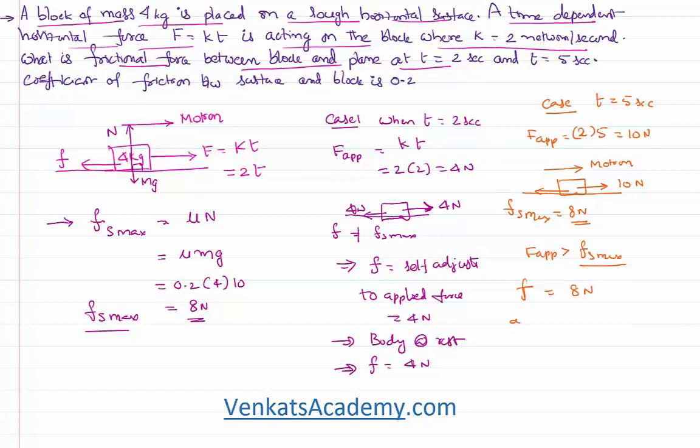Acceleration will exist because there is a resultant force, applied force minus frictional force. Applied force is 10, frictional force is 8. The body of mass 4 will acquire an acceleration here. So 2 equal to 4 into a, acceleration is 2 by 4. It's 1 by 2, that's 0.5 meter per second square. So the body will acquire some acceleration here.